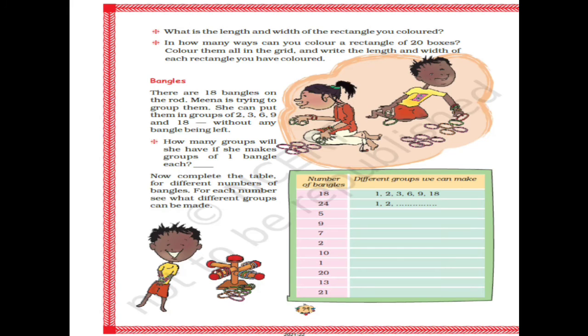Let's see ahead. In how many ways can you color a rectangle of 20 boxes? Color them all in the grid and write the length and width of each rectangle you have colored. Now, the way which I have drawn the rectangle by using 20 boxes, similarly you have to try as many rectangles as you can make. And after that, you have to find the length and width by counting the boxes. So this will be your homework.